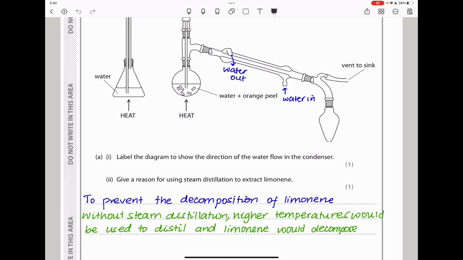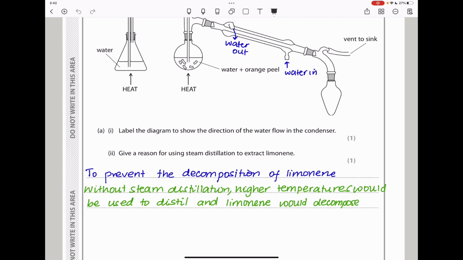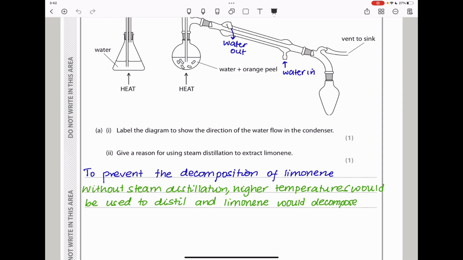Then next they say, give a reason for using steam distillation to extract limonene. Steam distillation prevents decomposition of substances whose boiling temperature is a little bit higher. When they use steam distillation, they will evaporate or come off at a temperature below their boiling point, and that will ensure that decomposition is prevented.